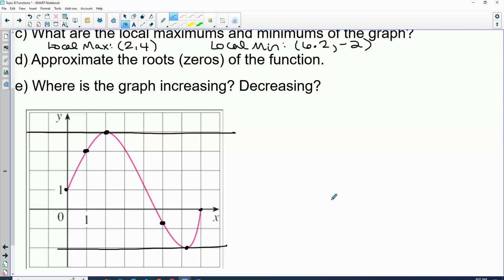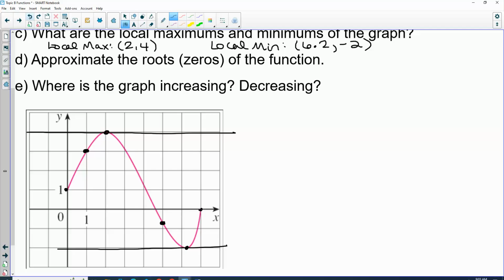Remember the key, we talked about local and absolute maxes and mins. On this graph, they are the same. Absolute is the highest or lowest on the entire graph. Local is just higher or lower than surrounding points. So it's possible for a graph to have multiple local maxes or mins. So if I give a graph like this, this is a max and that's a max, this is a local min and that's a local min. But the absolute would just be the single highest or lowest on the whole thing.